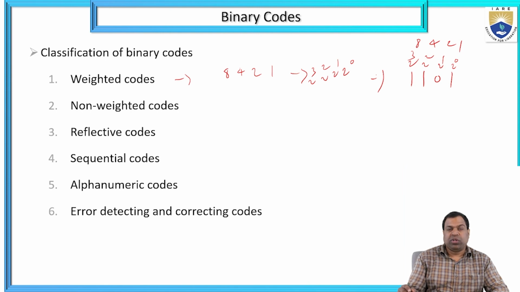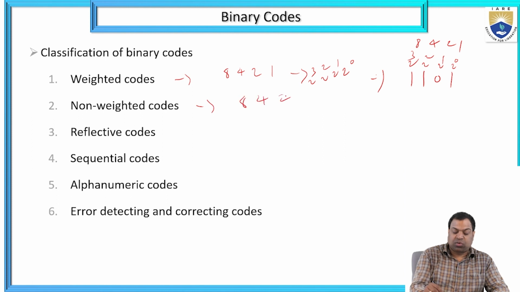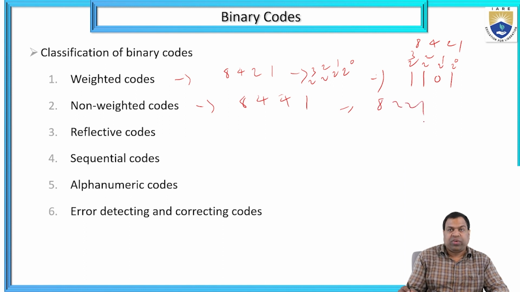And the non-weighted code means there is not a proper weight. For example 8441: is it weighted properly? No, it is not a proper weight. 8221 is also not a proper weight. So it is called a non-weighted code. Reflective code means we are converting from one code to another code, like this. And sequential means we are sequencing the code. Alphanumeric means we are using alphabets and numbers.